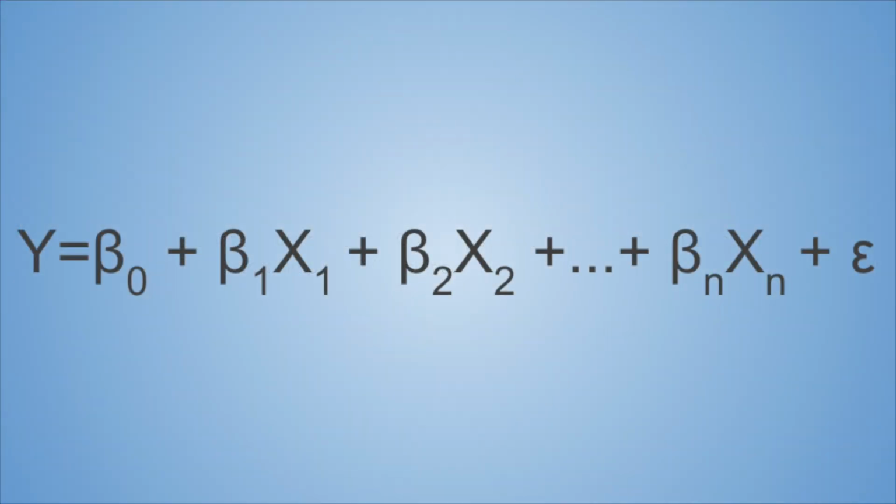In multiple regression, the model's equation extends the simple linear regression equation to include several independent variables. Where y is the dependent variable, x1, x2, xn are the independent variables. Beta 0 is the intercept. Beta 1, beta 2, beta n are the coefficients of the independent variables, and epsilon is the error term. Each coefficient represents the change in the dependent variable for one unit change in the corresponding independent variable.